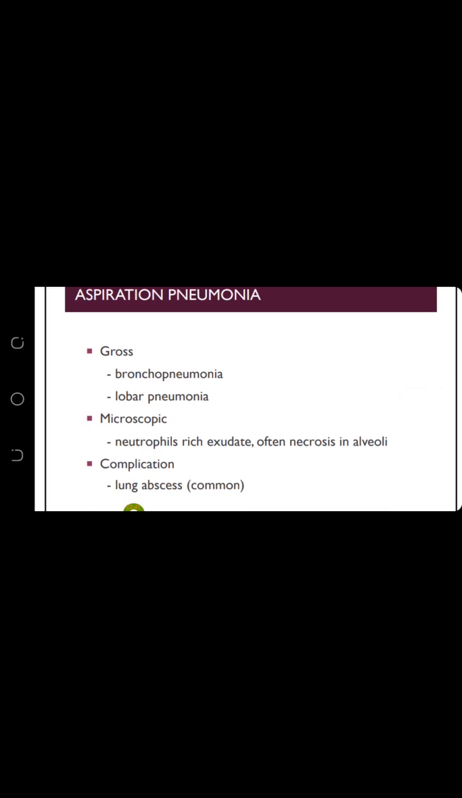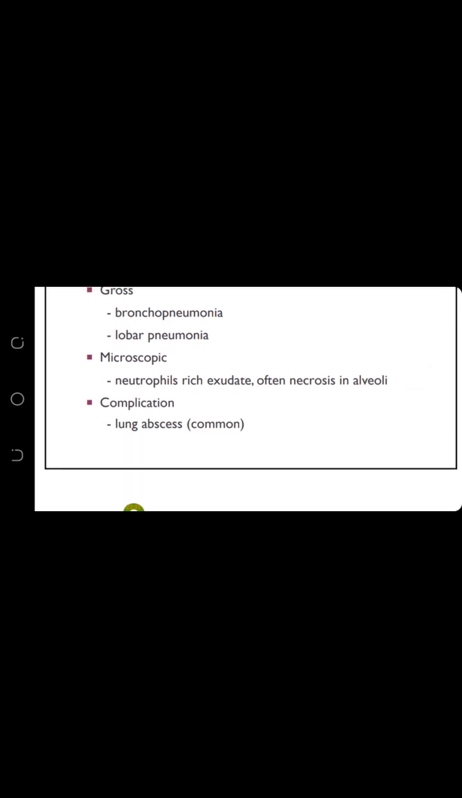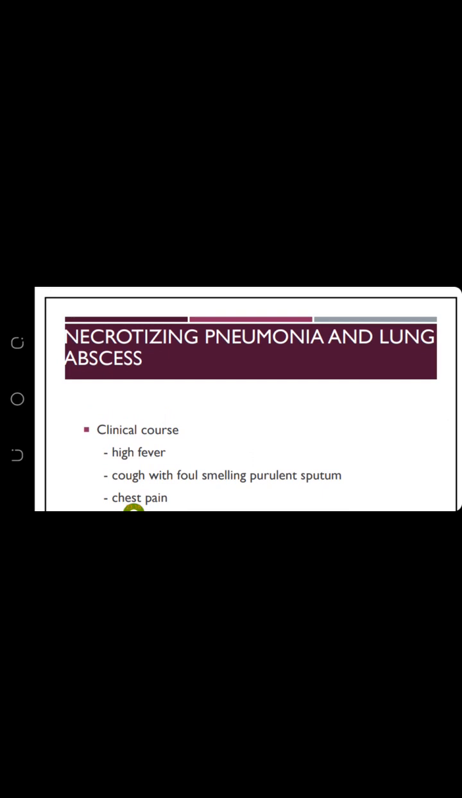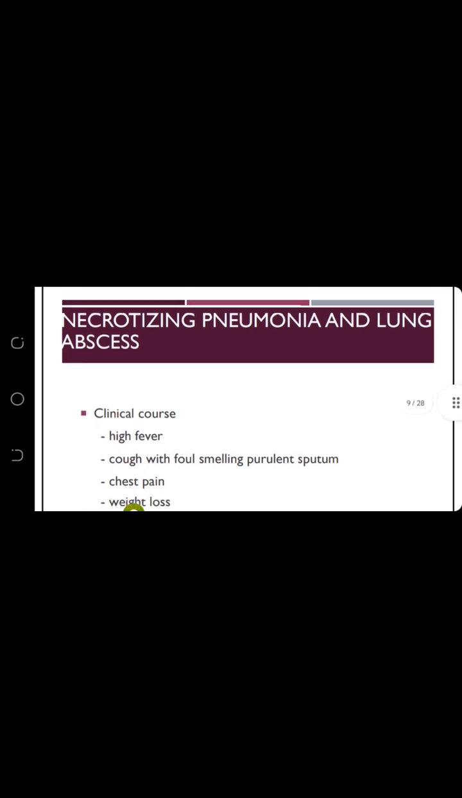So, aspiration pneumonia. When you look at the gross part of it, we have bronchial pneumonia as well as lobar pneumonia. Microscopically, we usually look for the neutrophils, the ones that are rich exudate. They are often necrosis in the alveoli, so these are just excluded out from the lung tissue. Then complication can also lead to what we call lung abscess, which is very common. Then we have necrotizing pneumonia and the lung abscess.